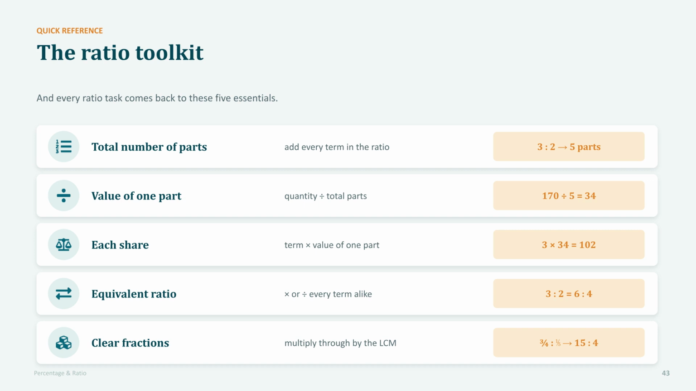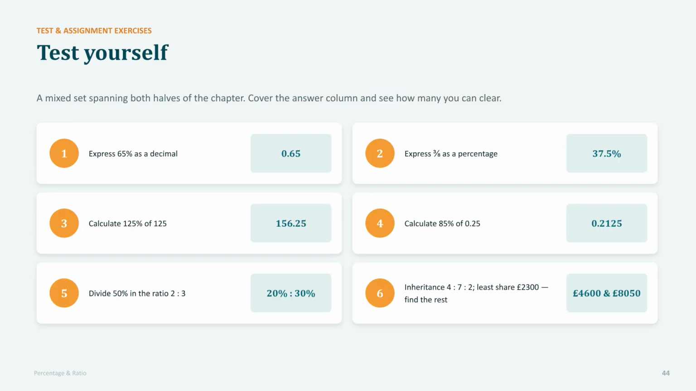Similarly, here is your ratio toolkit. These 4 steps, finding total parts, calculating the value of one part, applying it to each share, and clearing fractions, cover nearly every ratio scenario you will encounter. Here is a final test set for you. A mix of percentage and ratio challenges designed to cement your skills. Take your time, work methodically, and use the answer key as a benchmark for your progress.